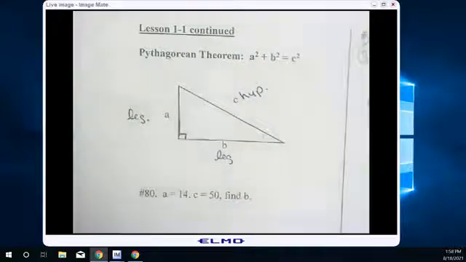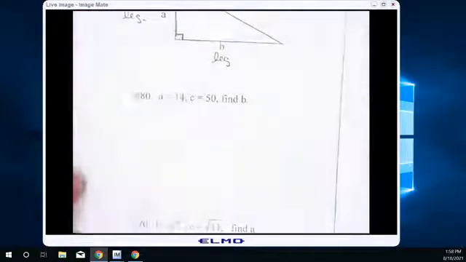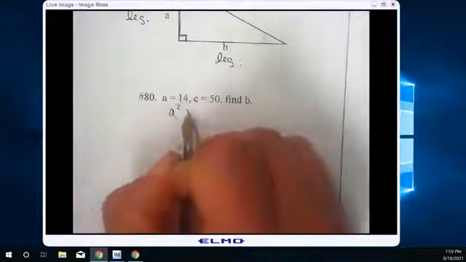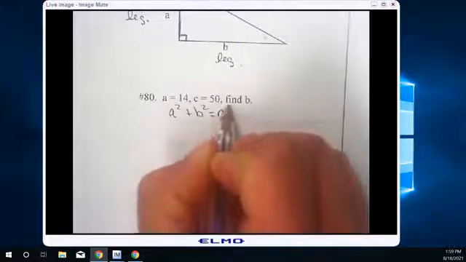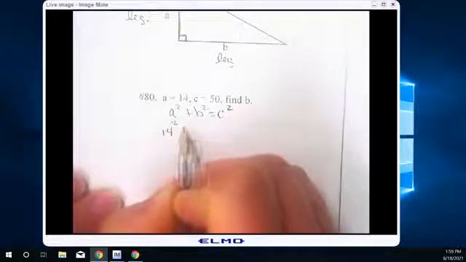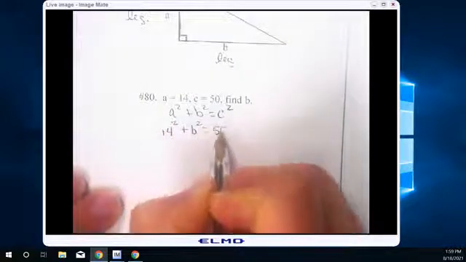So in problem number 80, it says A is 14, C is 50, find B. What I would advise you to do, especially if you think I'm not good in math, is write down the formula. A squared plus B squared is C squared. Plug in what you know. 14 squared plus B squared equals 50 squared.